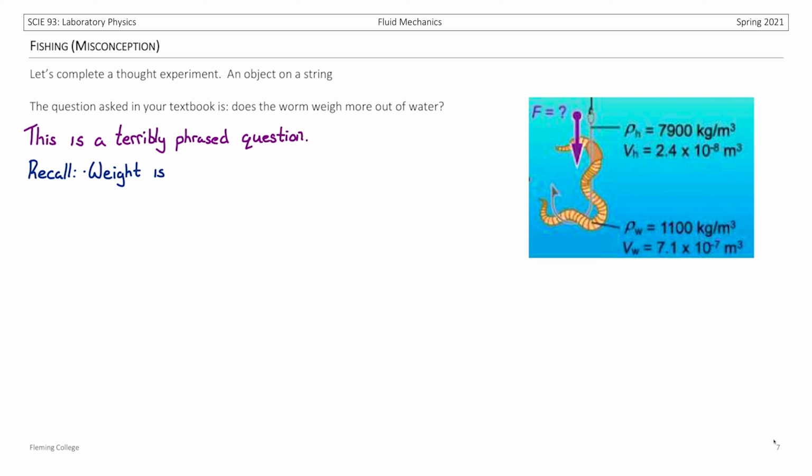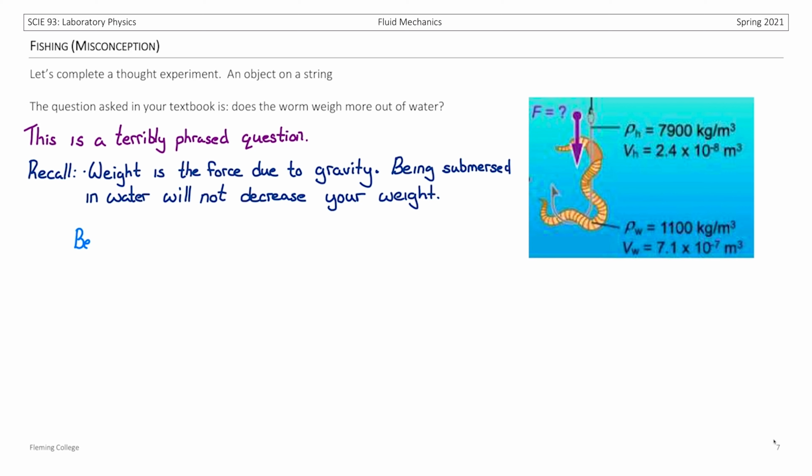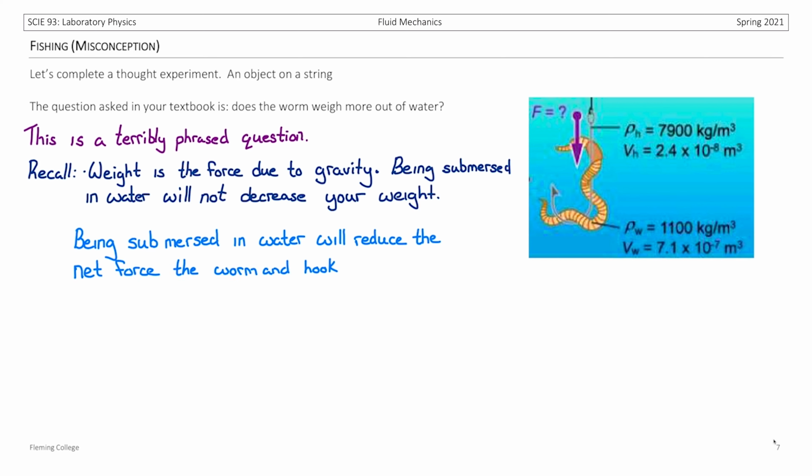Recall, weight is the force due to gravity. Being submerged in water will not decrease your weight. Let's look at what actually happens. Being submerged in water will reduce the net force that the worm and the hook apply to the fishing line. If we are out of the water, then the forces acting on the worm and the hook are the weight of the two objects combined and the force of tension from the fishing line.